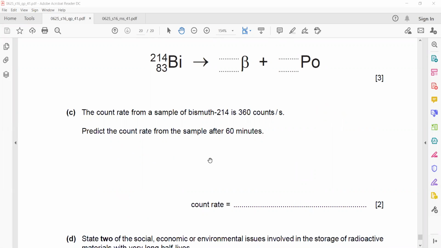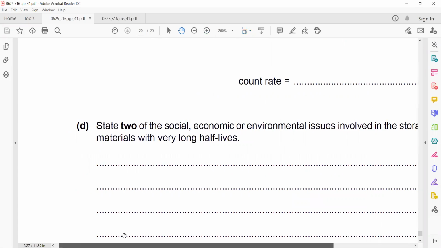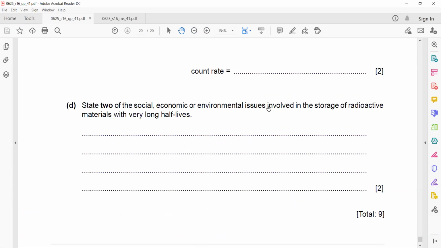Then for the next part, state two social, economic, or environmental issues involved in the storage of radioactive material with a very long half-life. If a radioactive material has a very long half-life, it will remain radioactive for a longer period of time. So any two social, economic, or environmental issues, not effects, basically issues involved in the storage.